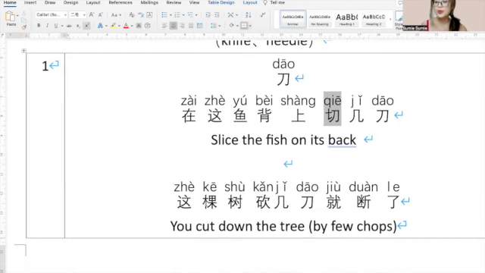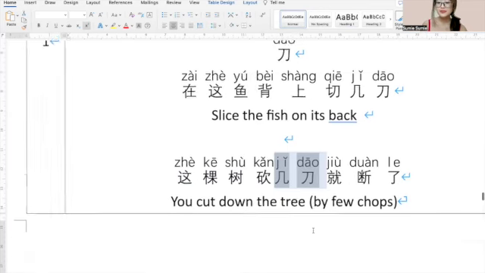The second example is 这棵树砍几刀就断了. 刀 is a measure word describing this action, 砍, chop, the verb. So it is 这棵树砍几刀就断了. You cut down the tree by a few chops.